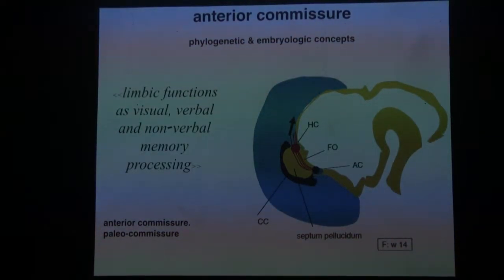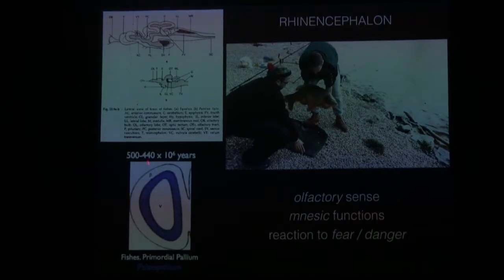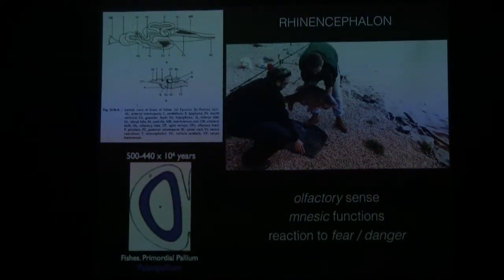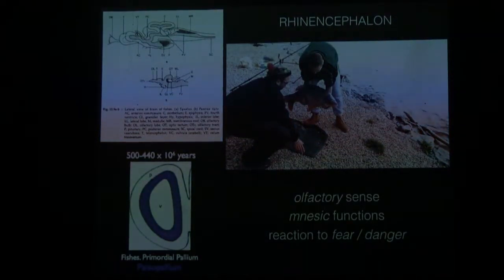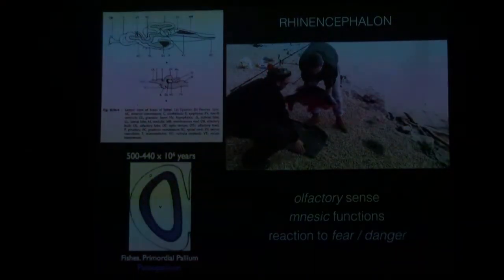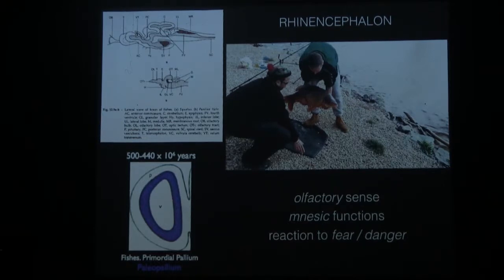We don't have a very good idea about its functions, but it is mainly related with limbic functions such as visual, verbal, and non-verbal memory processing. So this is, as we said before, the most important commissural fiber system that all the fishes have. And if we have a look at the central nervous system of a single fish, we will see a very thick and very well-developed anterior commissure joining the rhinencephalum on both sides. So memory functions, olfactory sense, and reaction. The most important thing is reaction to fear and danger.